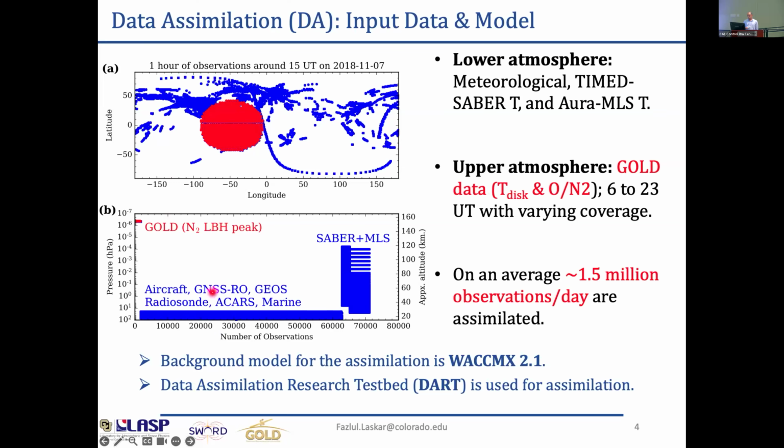These ones are the lower atmospheric meteorological data, and these are SABER and MLS. And there is GOLD, but as you know, GOLD is not a single point measurement, it's an integrated measurement. So we have to take this into account during the data assimilation process. On a given day, we assimilate roughly 1.5 million observations, including the lower atmosphere and the thermosphere.